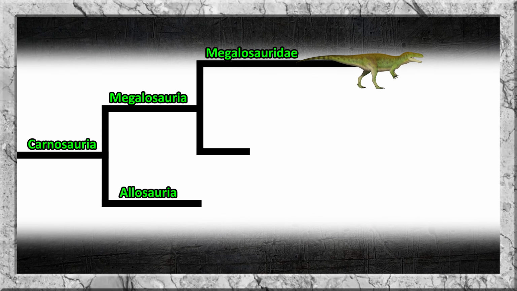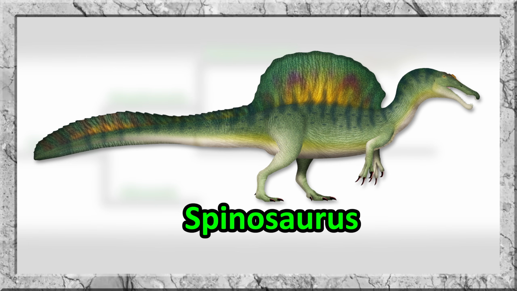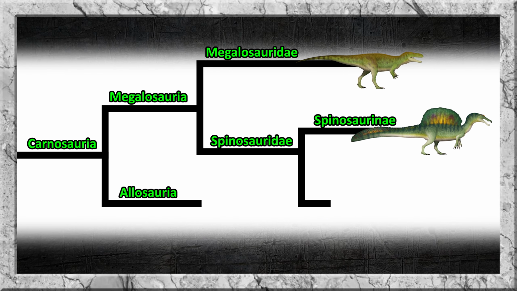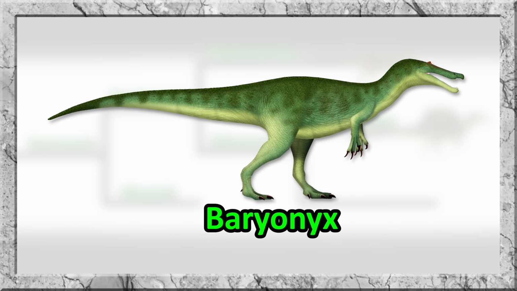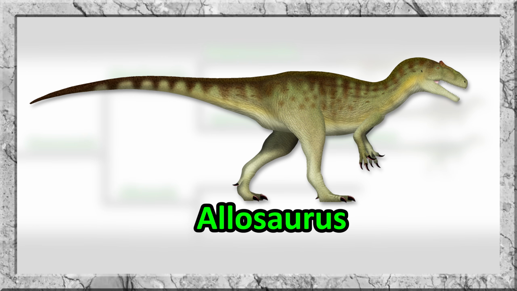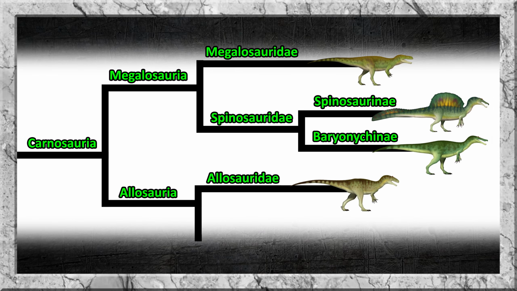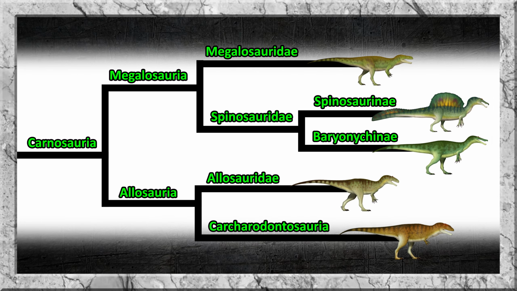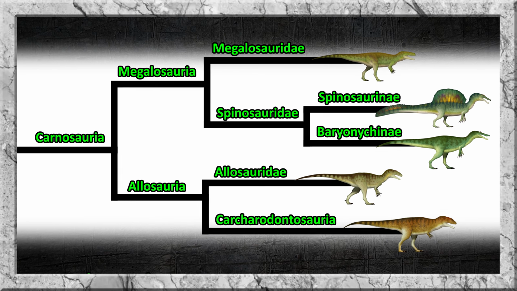Sister to the Megalosauridae, still within Megalosauria, is the Spinosauridae. These theropods are known for their long skinny snouts and inferred piscivorous or fish-eating diet. Spinosauridae is split into Spinosaurinae and Baryonychinae. Allosauria, of course, contains the late Jurassic allosaurids as well as the Carcharodontosaurs, which dominated in the early Cretaceous as some of the largest carnivores ever to walk the Earth. By the late Cretaceous, they continued to thrive only in the southern hemisphere, perhaps following their large sauropod prey.